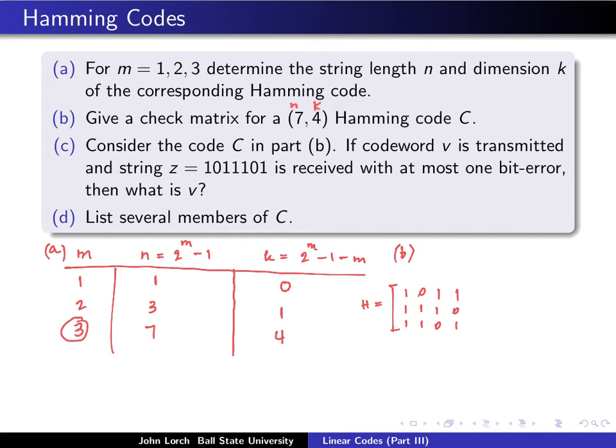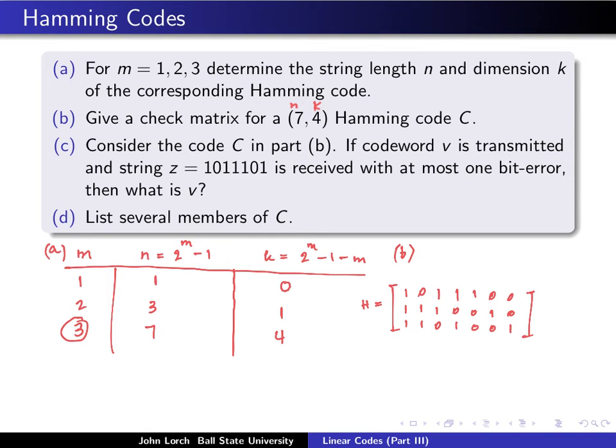Right, and then remember that the last few columns of this check matrix need to wind up being the identity matrix of size 3. Right, so there we have it. And if you look, you will see that these columns of H are exactly the totality of the non-zero strings of length 3. Okay, so that's the answer to part B.